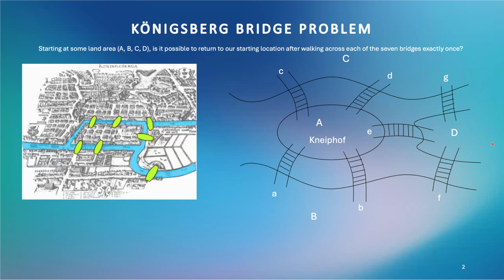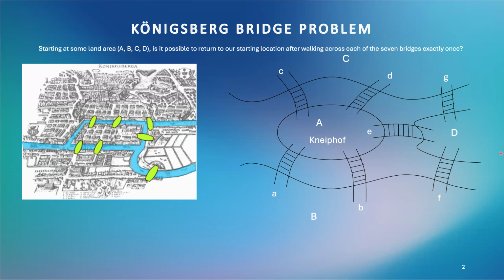The challenge was to find a walk that would cross each bridge exactly once. So, starting at some land area in one of the 4 areas, capital A, capital B, capital D, or capital C, is it possible to return to our starting location after walking across each of the 7 bridges exactly once?